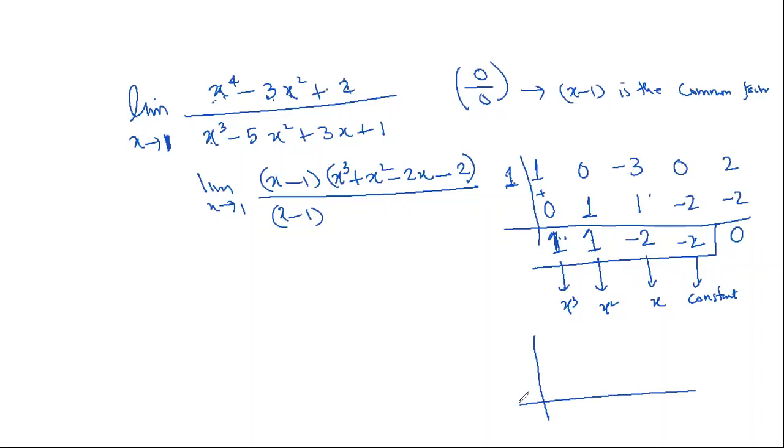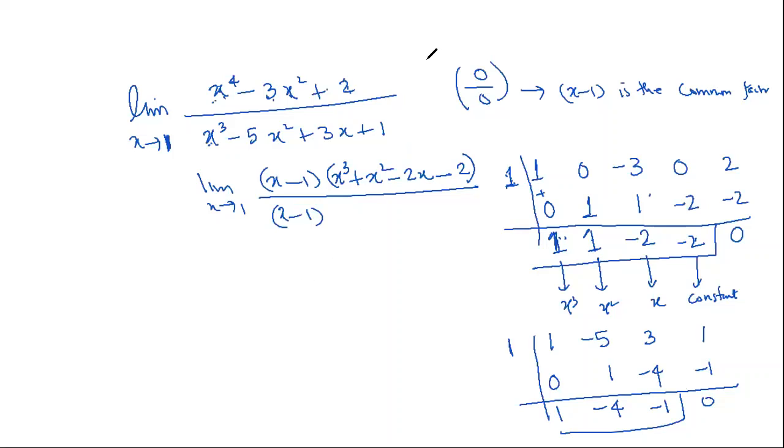Now try yourself next one. x cube plus x square minus 5x plus 3, constant 3. Divide by 1. Write what here? 0, 0. Now add and complete it yourself and tell me. 1, 1, minus 4, minus 4, minus 1, minus 1, 0.